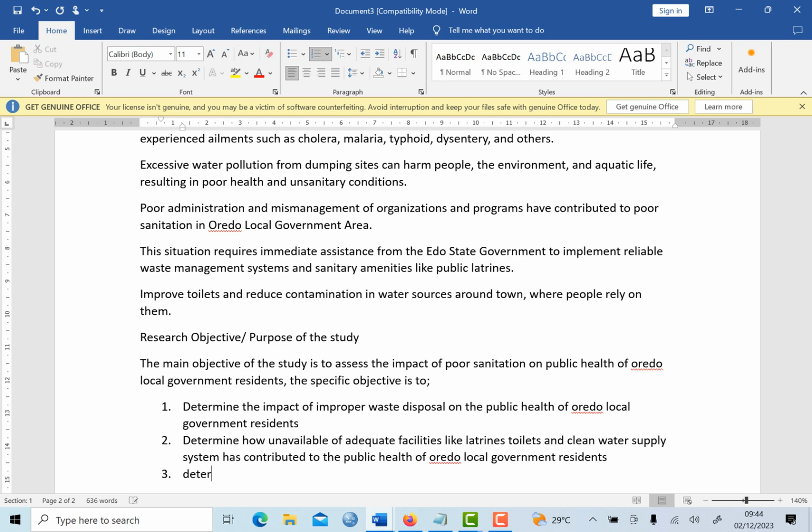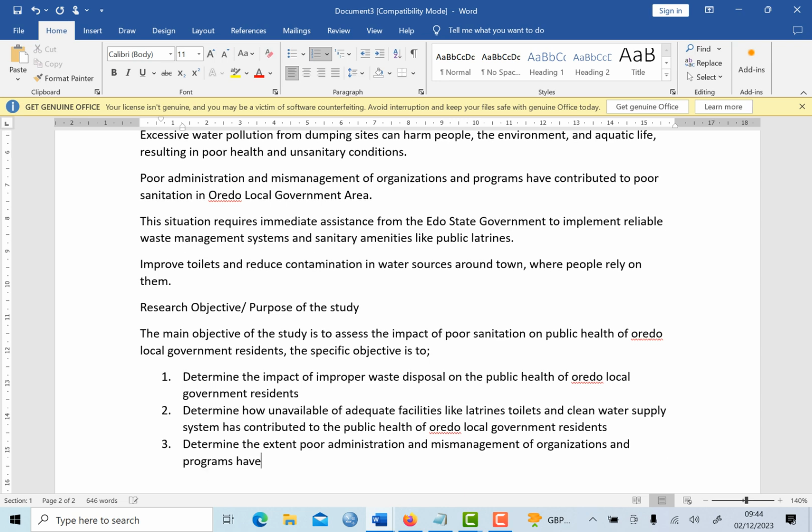Determine the extent poor administration and mismanagement of organizations and programs have affected the public health of Oredo local government residents. I think finally, you can use three or four.